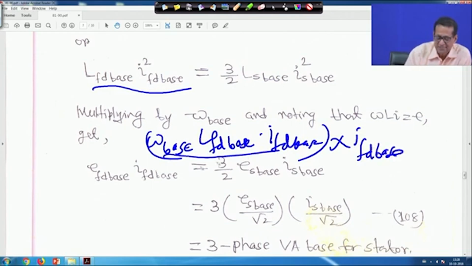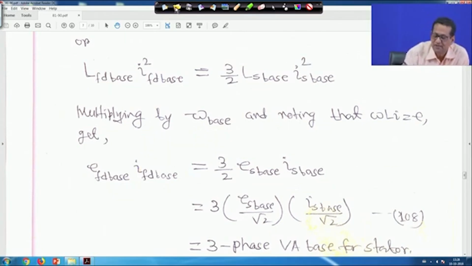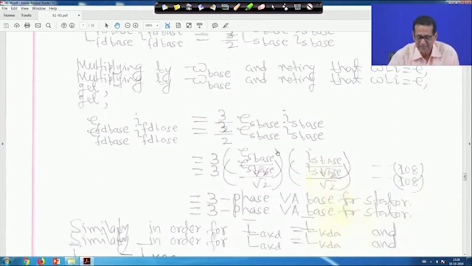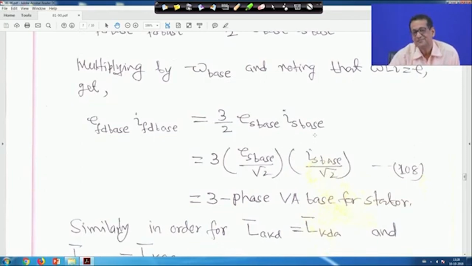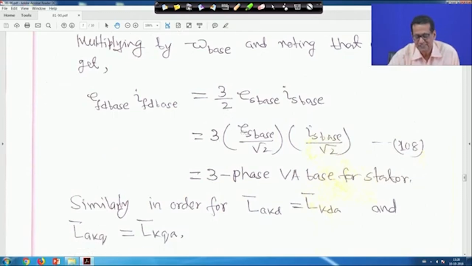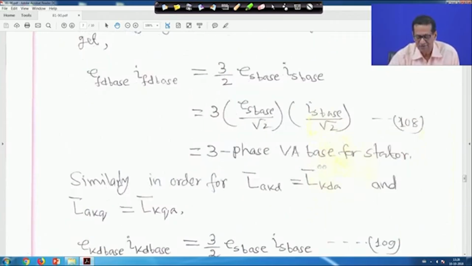So this term is nothing but EFD base into IFD base. Similarly, the right hand side has the same meaning. The right hand side you can also write as 3 by 2 ES base into IS base. Now you can write 3 by 2, ES base upon root 2 into IS base upon root 2. This is equation 108, or you can write it as basically 3 into 3-phase volt ampere base for the stator.